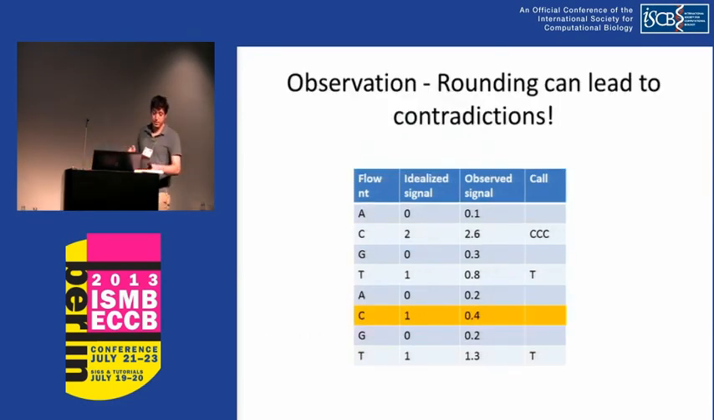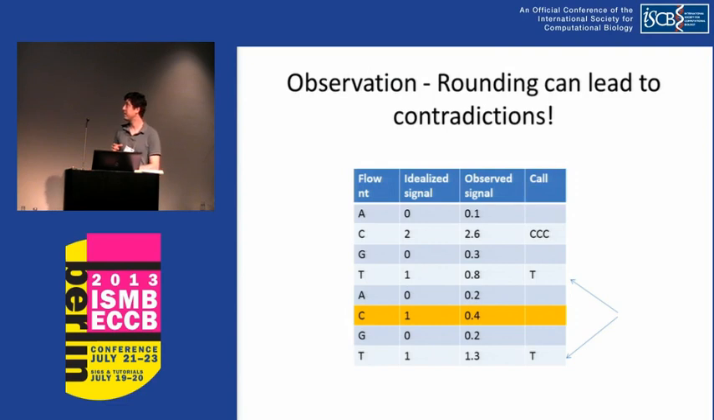Okay, so this got us thinking that working flow by flow and rounding the signals is not optimal. It's a good approach, but it's not optimal. So take this example. In this orange row, imagine that the signal is 0.4. If you go by rounding, you would round this to 0, and you say there's no nucleotide incorporated here. And our key observation was that you could do better than that.